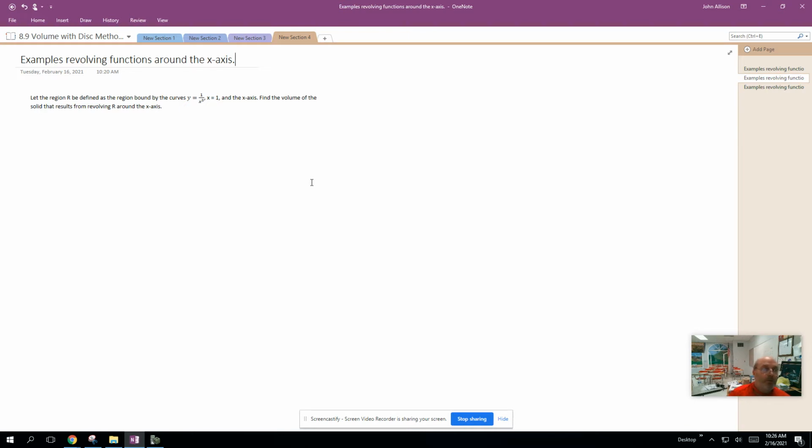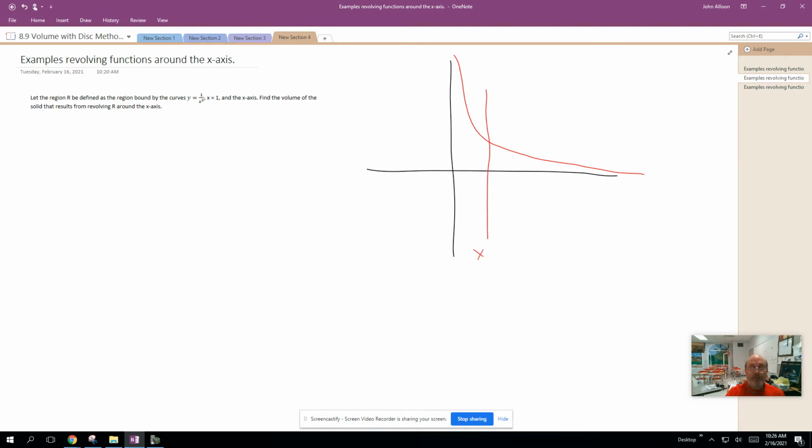But we're going to let R be the region bound by the curves y equals 1 over x squared, x equals 1, and the x-axis. This is going to result in an improper integral. Let's go ahead and sketch this. The curve 1 over x squared is going to look like this. The line x equals 1. And because that goes to infinity, that's where we're going to end up with the improper integral. Our limits of integration are going to be 1 to infinity.